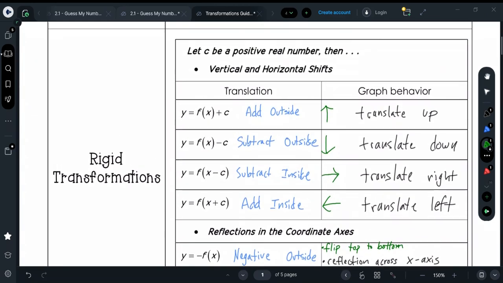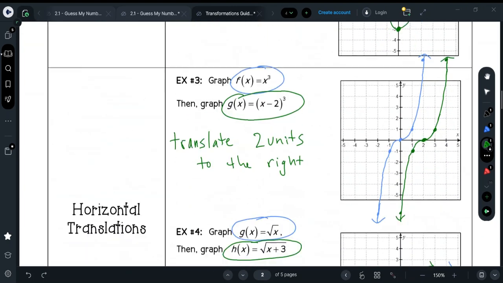So going to the right means I need to subtract on the inside. Going down means I need to subtract on the outside. So this is what I'm going to have in my equation. Subtract on the inside and the outside.